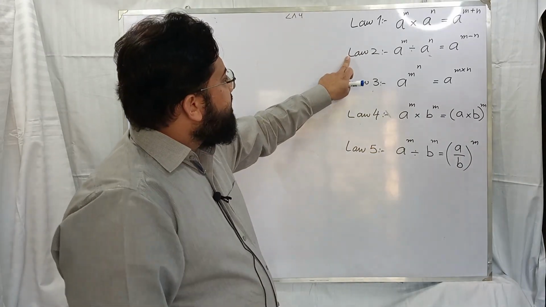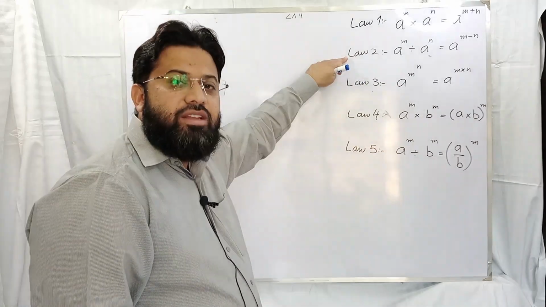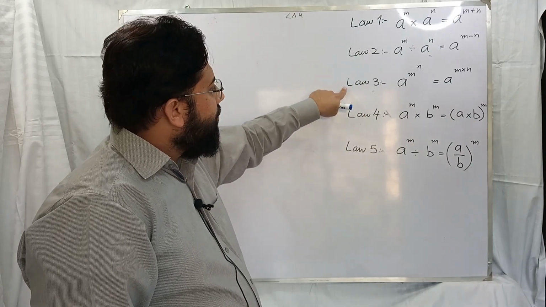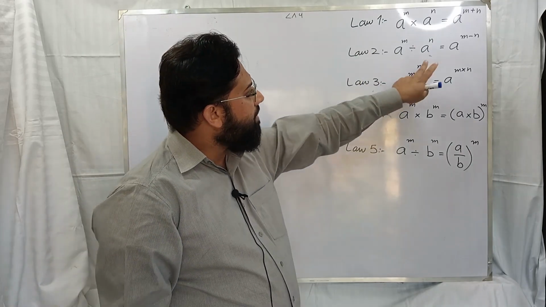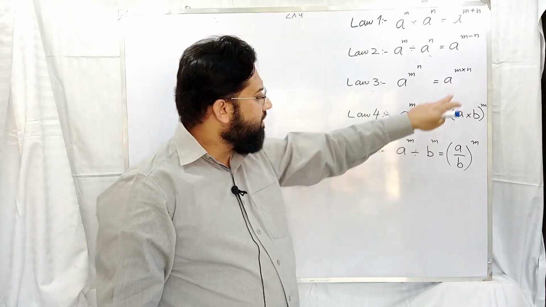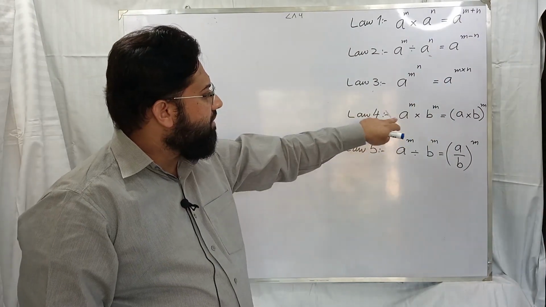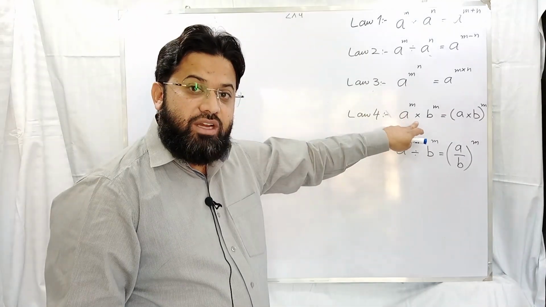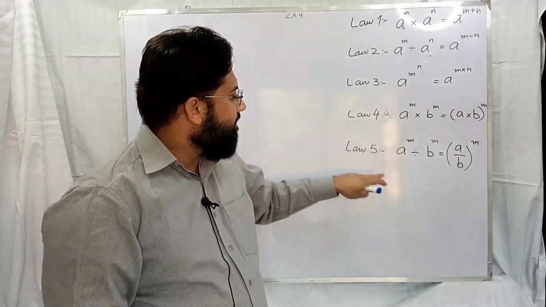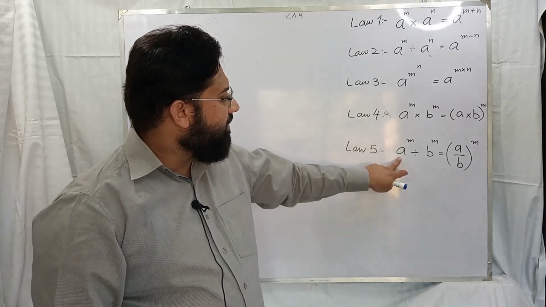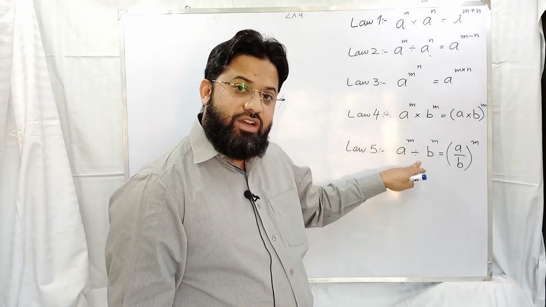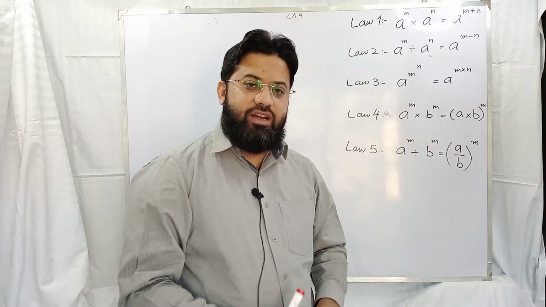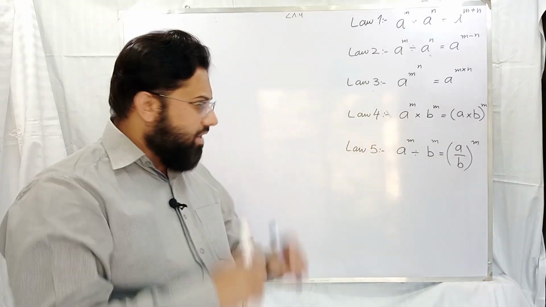Law number 2 says that if there is a division sign instead of multiplication, the powers will be subtracted. Law 3 says if there is a power of a power, the powers will be multiplied. Law number 4 says if the bases are different but the powers are same, the bases can be combined with the same index. And law number 5 says if the bases are different and they are divided by each other with the same index, they can be divided. So the bases will be divided with the same power.